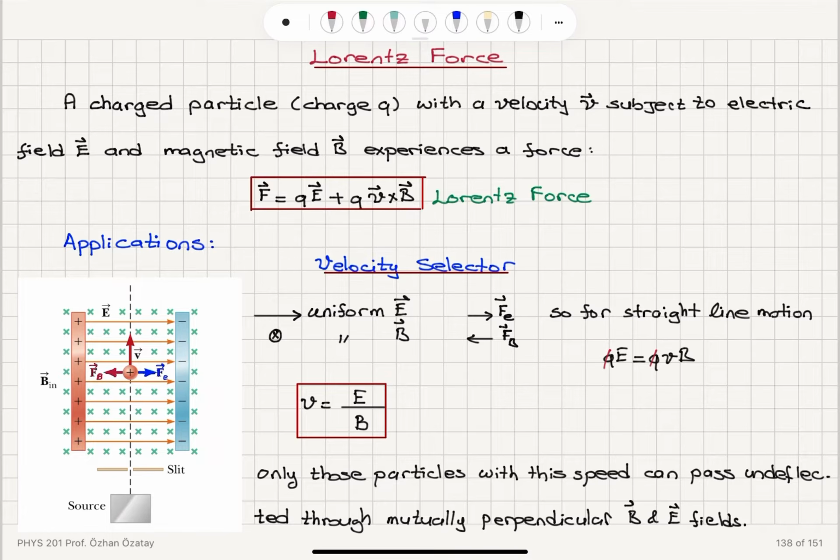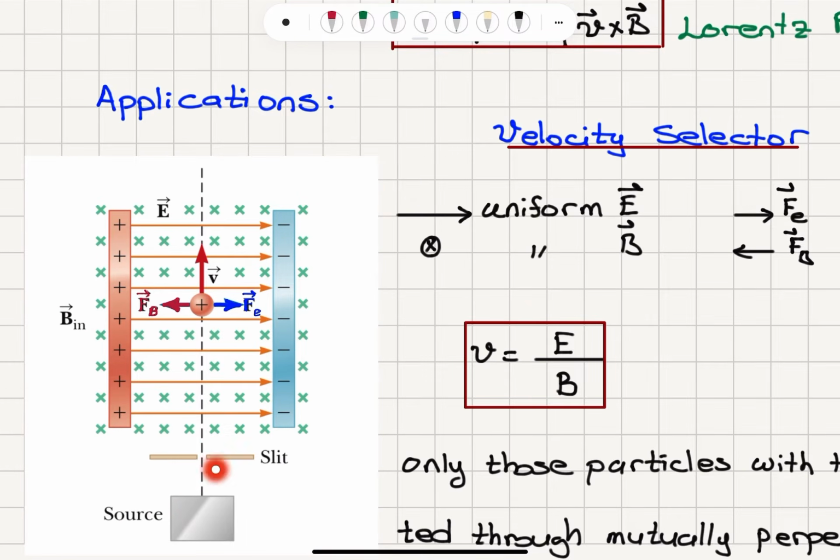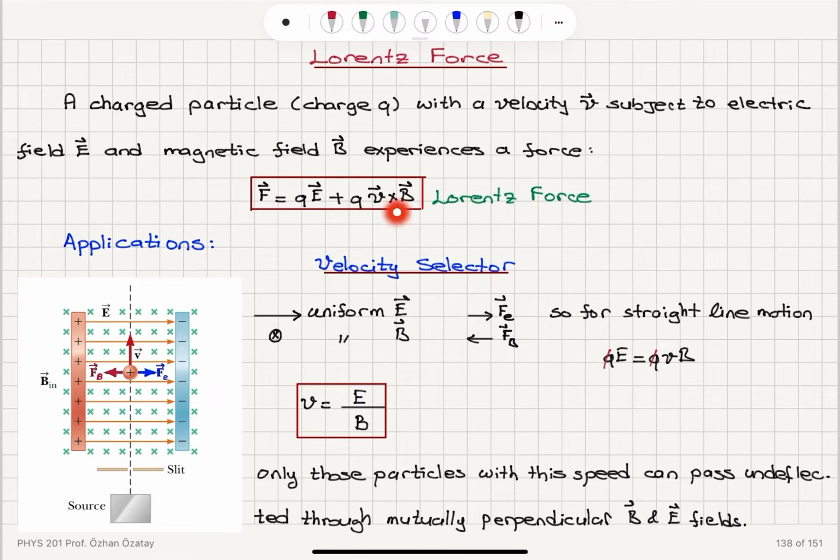So what does this tell us? Only those particles with this speed can pass undeflected through mutually perpendicular B and E fields. So basically, if we have a beam of particles here which have different velocity directions, only those with the speed E over B will go through this setup undeflected and reach the other side. This is called a velocity selector.